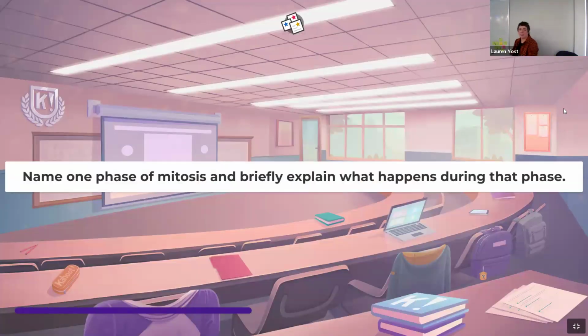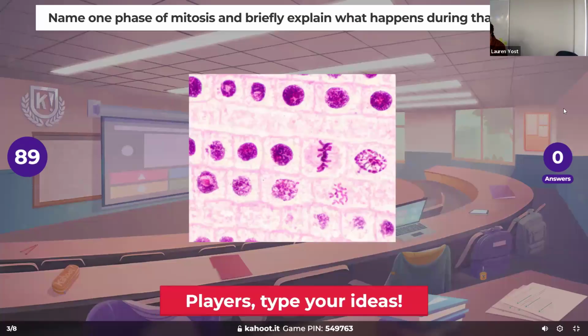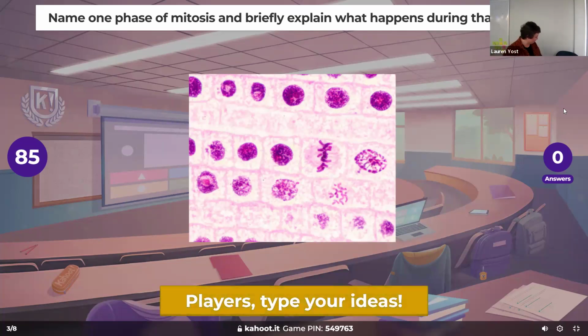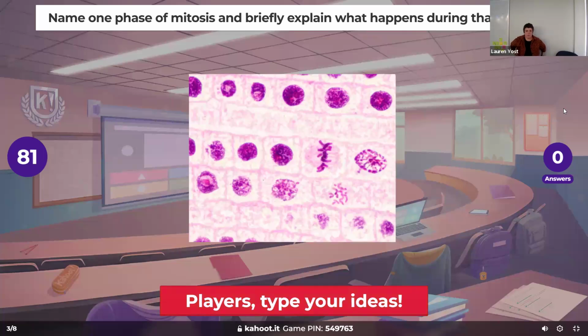All right, name one phase of mitosis and explain what happens during that phase. Briefly. You can give one word answers, it's fine. I would prefer that it be at least two. A phase and what it does. Hint, hint, it's going to be something phase for the name of these.